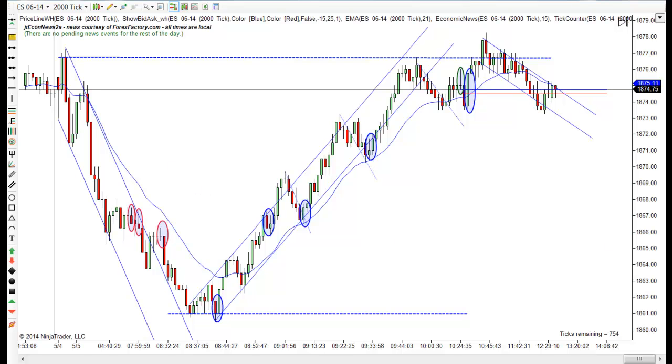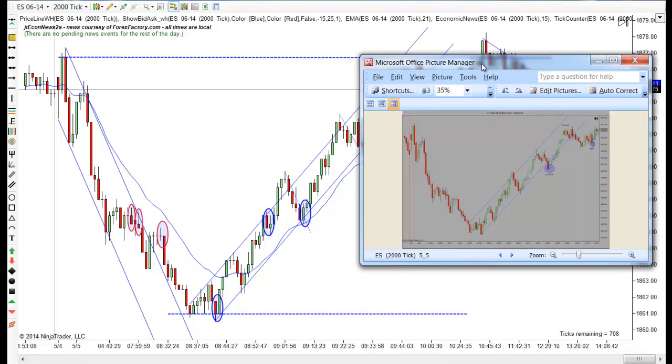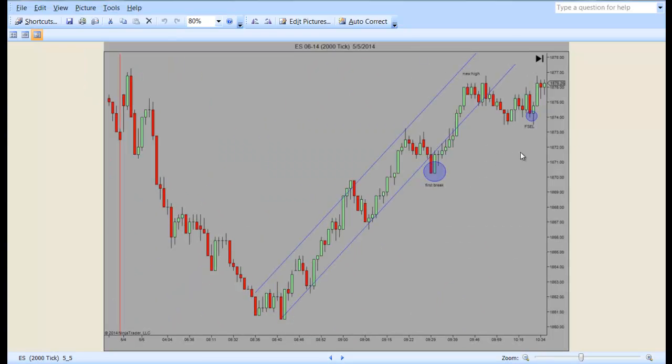I got a couple of different charts today. I just want to look at a couple of them. Let's open this one first. Let me show you this chart.